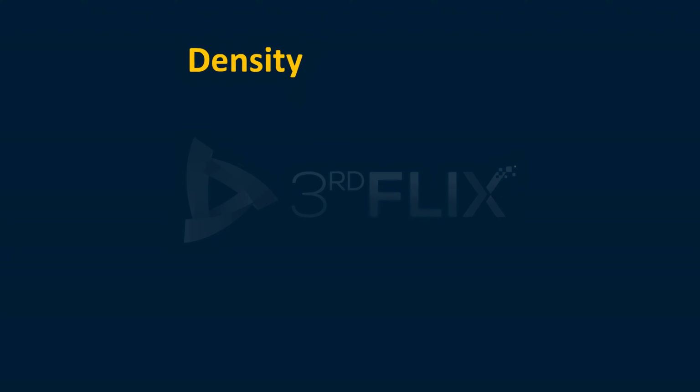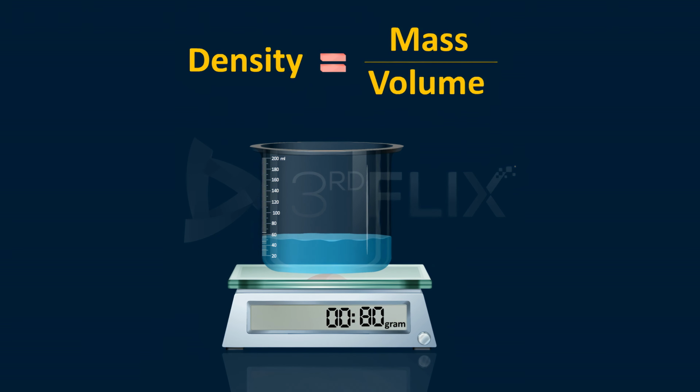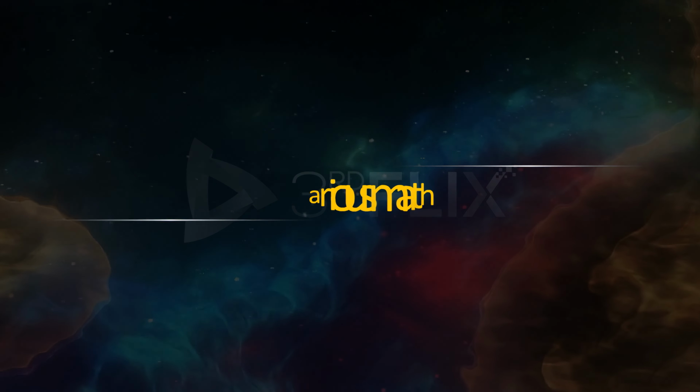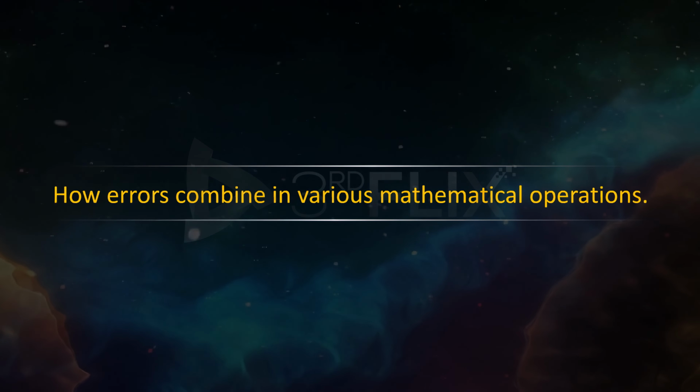For example, density is obtained by dividing mass by the volume of the substance. If we have errors in the measurement of mass and volume, we can determine what error will be there in the density of the substance. Let us learn how errors combine in various mathematical operations.